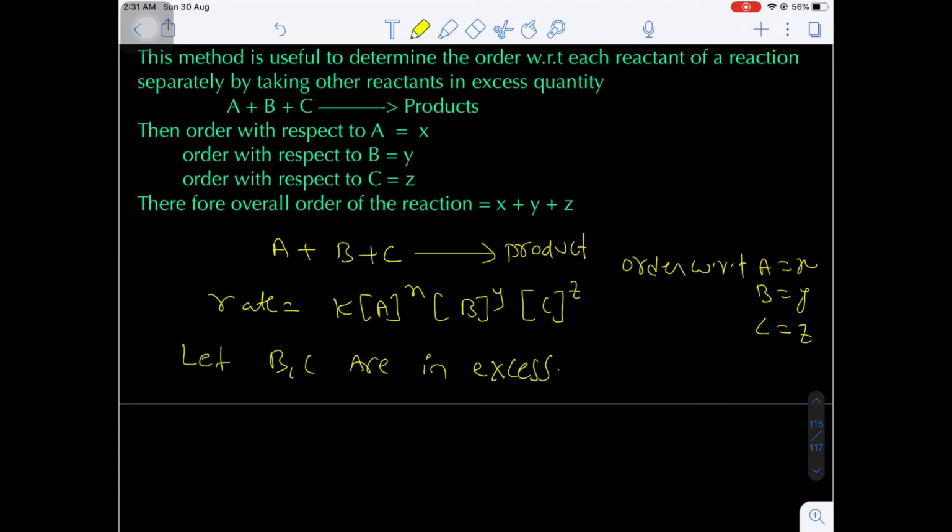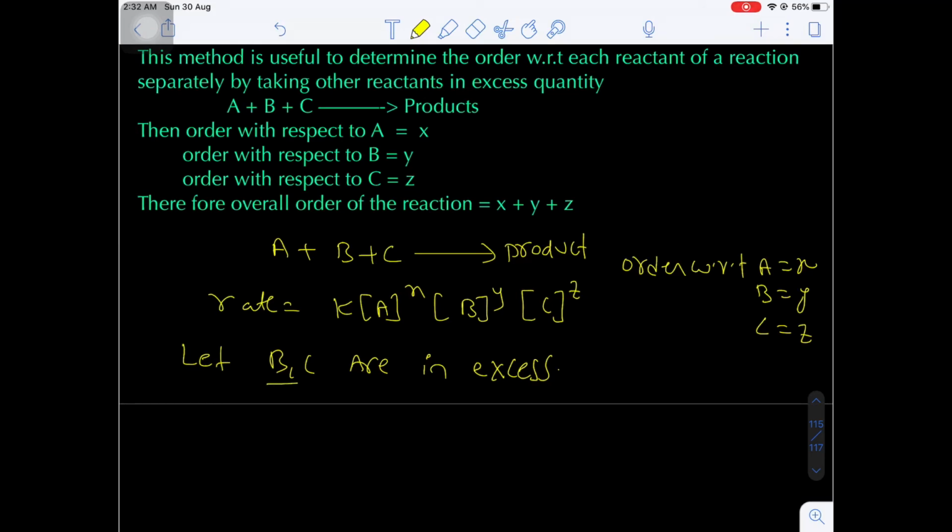Now whenever a reactant is in excess quantity, with respect to that reactant the rate of reaction does not change, because if any reactant is present in large quantity, changing a small concentration of that reactant will have no effect on its concentration. That will be no effect on the rate of the reaction. Once again I am repeating, if any reactant is taken in excess amount, by changing that reactant concentration there will be no effect on the rate of the reaction.